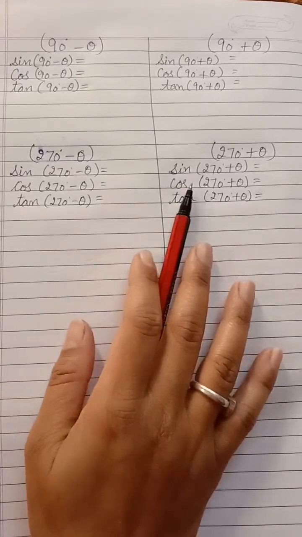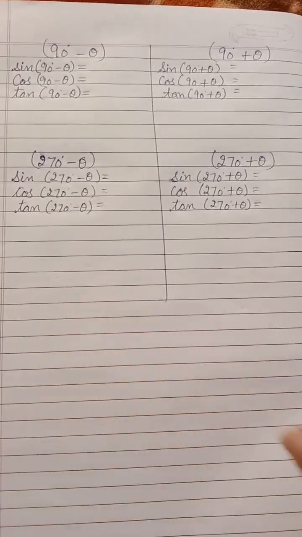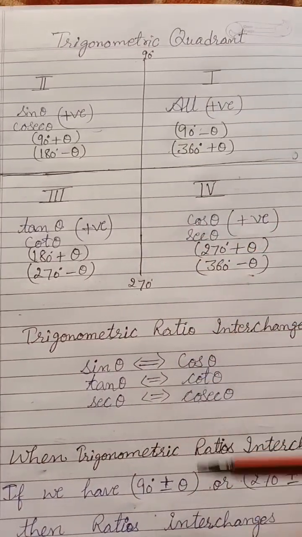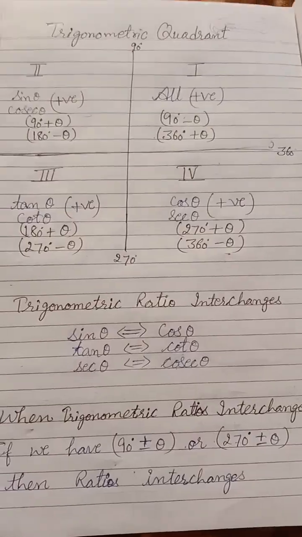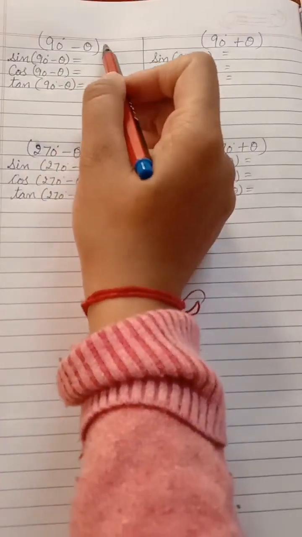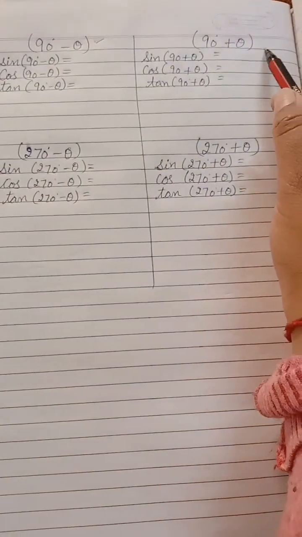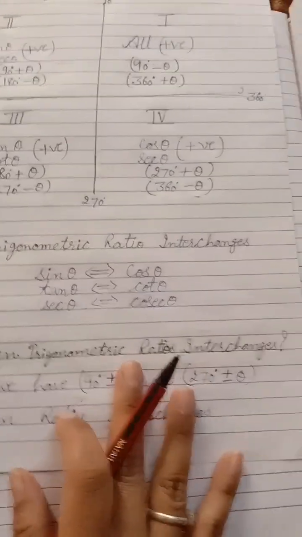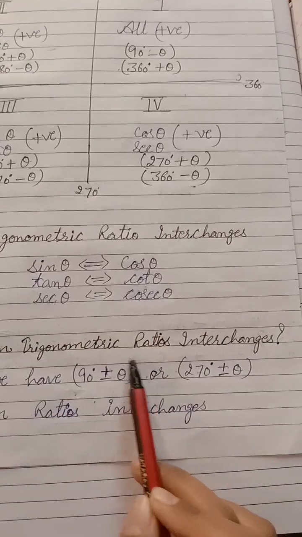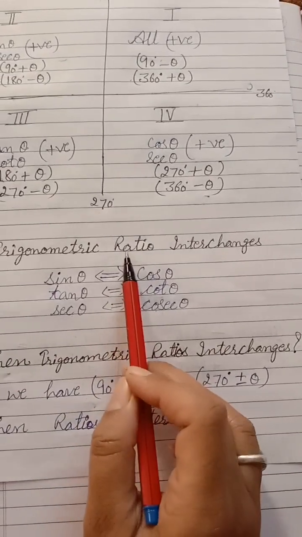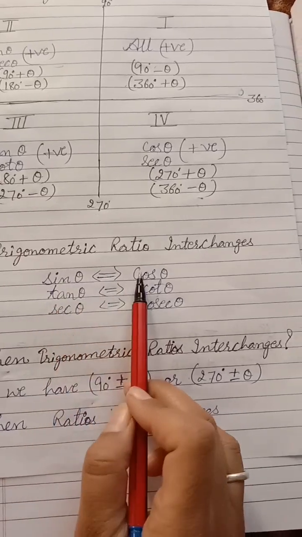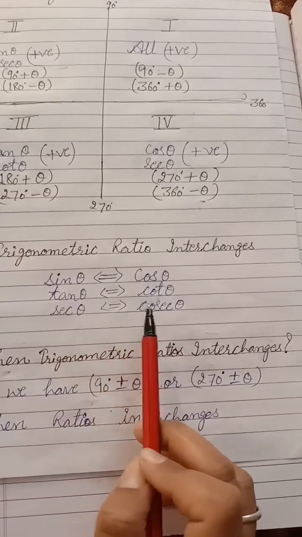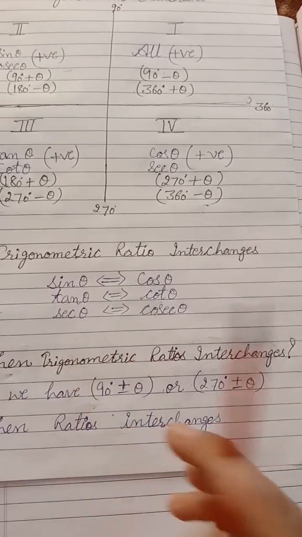Let us consider these types of questions to understand this topic. For that you have to keep in mind all the things we have discussed earlier. Now here you can see I have these types of angles: 90 degree minus theta, 90 degree plus theta, 270 degree minus theta, 270 degree plus theta. So in this case, the trigonometric ratios will be interchanged. Sine will change into cos, cos will change into sine. Tan will change into cot, cot will change into tan. Sec will change into cosecant, and cosecant will change into sec.